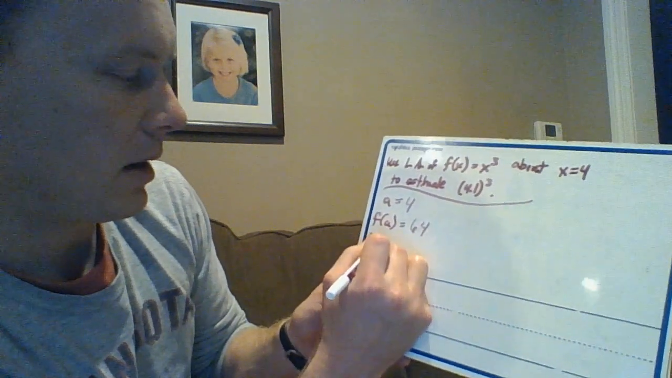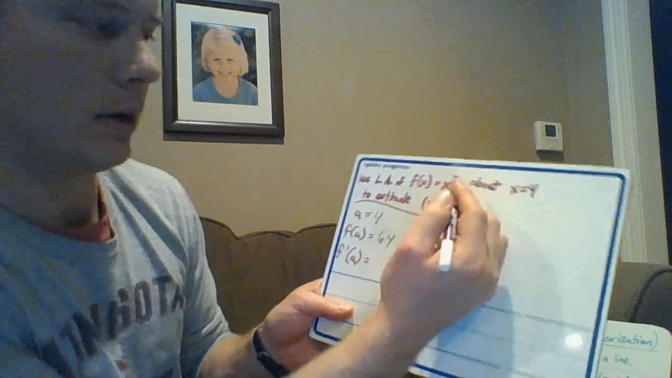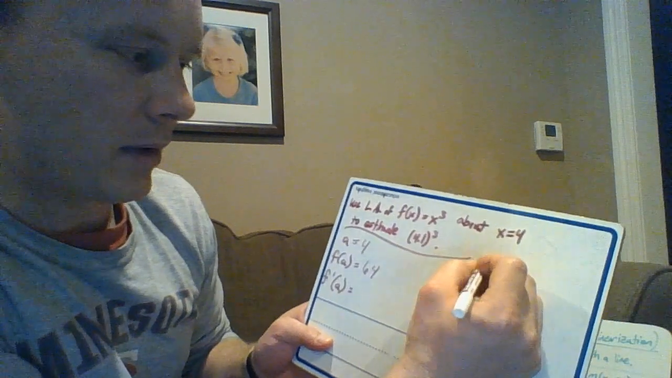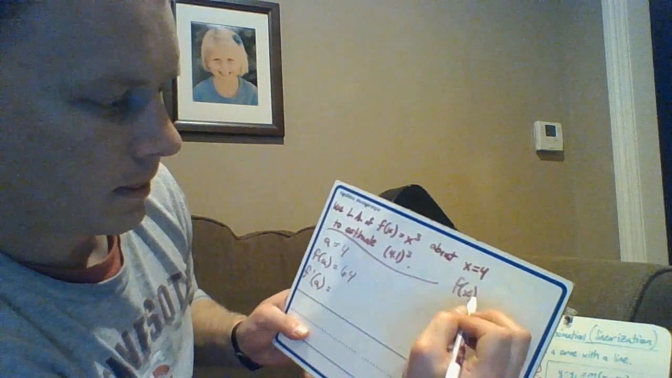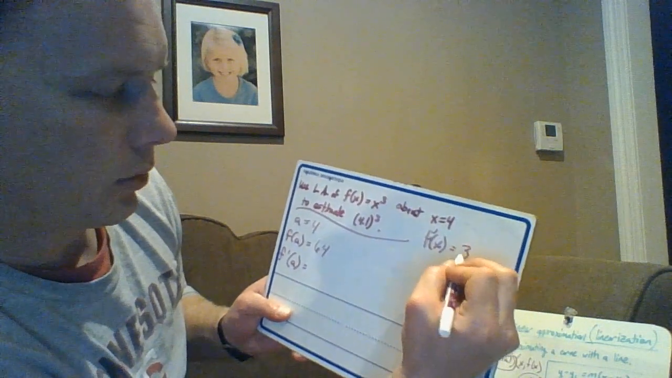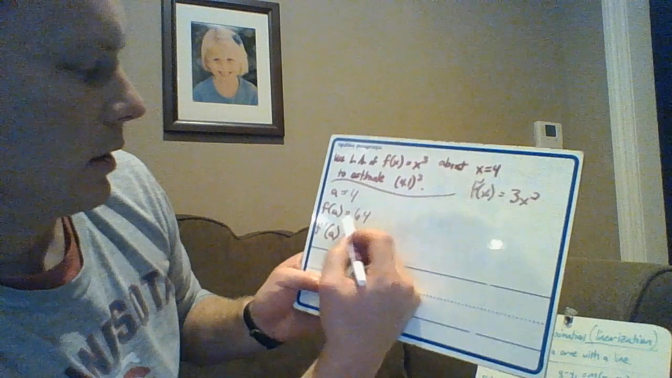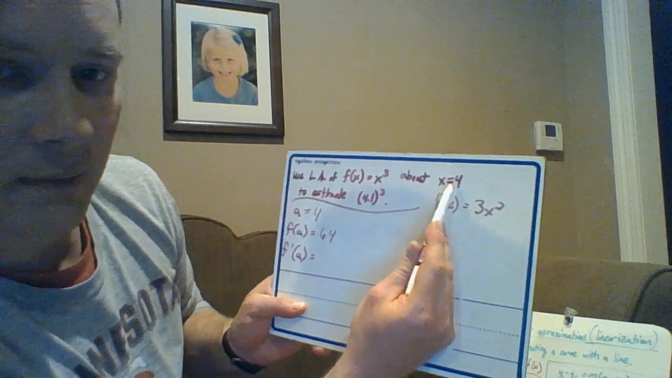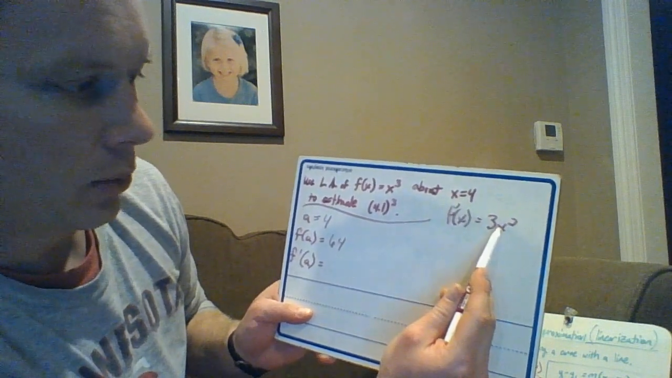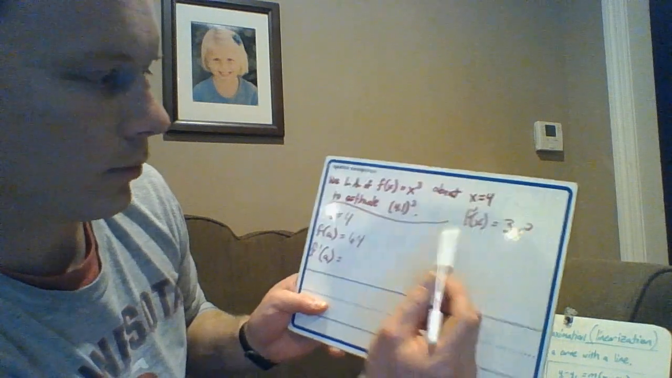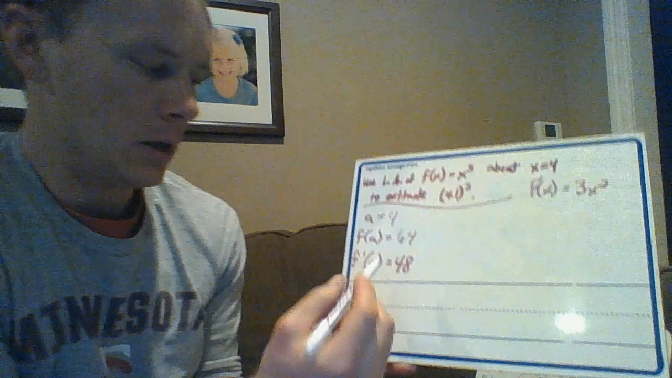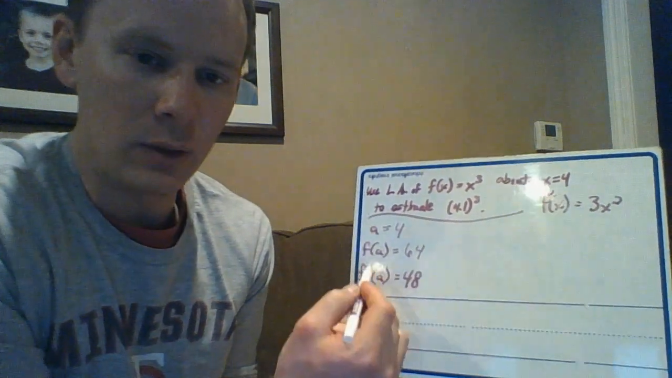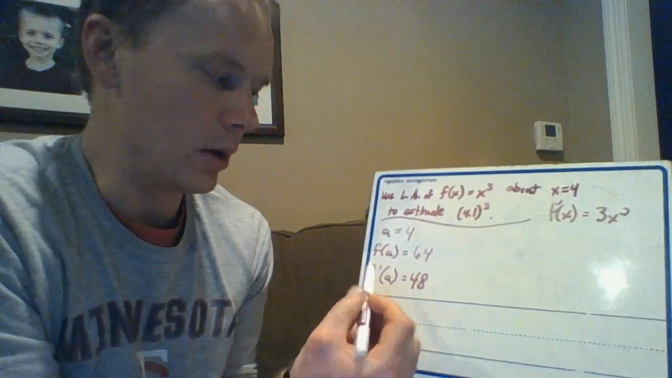Now what is f prime of a? In order for us to do that, we need to take the derivative of f first. So the derivative of f of x would be 3x squared. If we plug our a value of 4 into that, we would get 16 times 3, which is 48. So we need to find those values first. Hopefully that wasn't too hard.